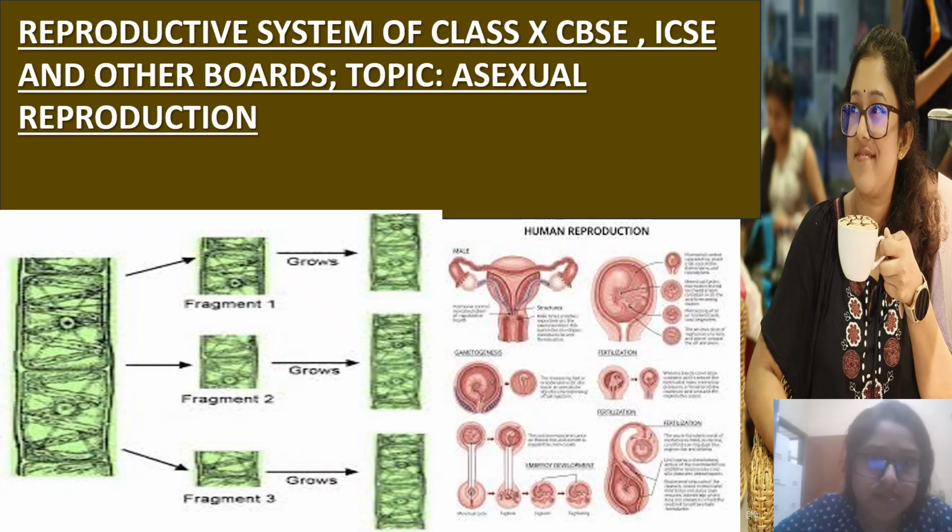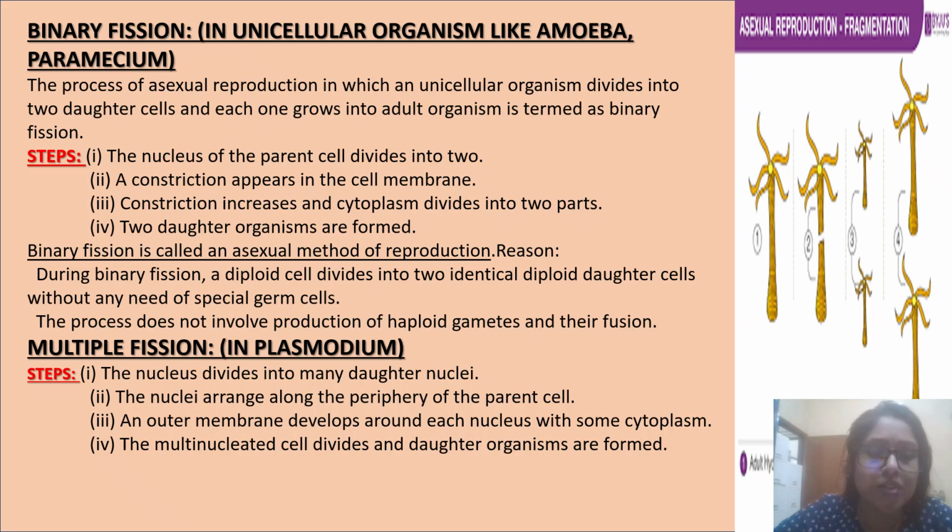Chapter is Reproductive System and topic is Asexual Reproduction. Today I will discuss the different types of asexual reproduction. First type is binary fission. It is seen in unicellular organisms like amoeba, paramecium, etc.